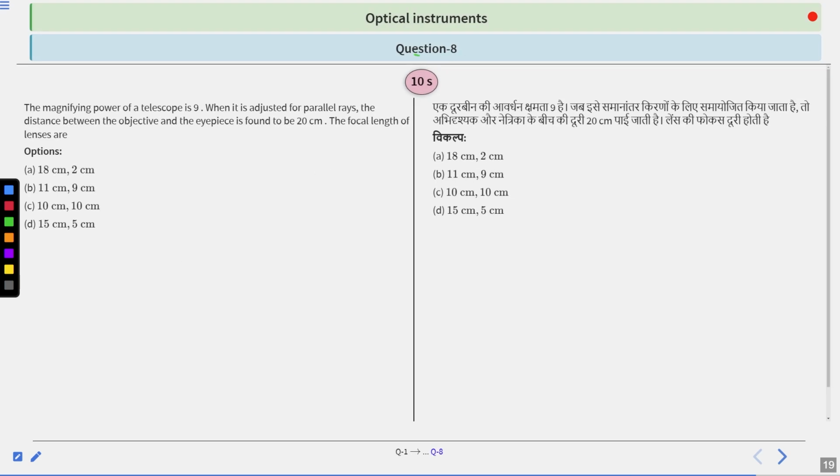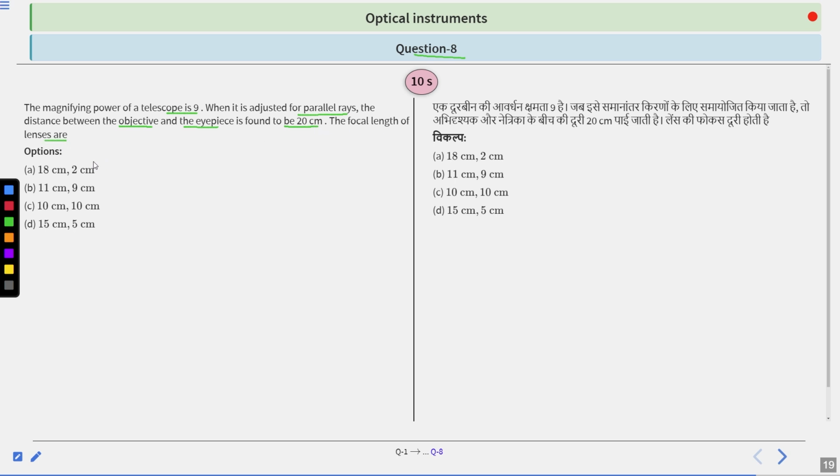Question 8. The magnifying power of a telescope is 9 when it is adjusted for parallel rays. The distance between the objective and the eyepiece is found to be 20 centimeter. What are the focal lengths of the lenses?